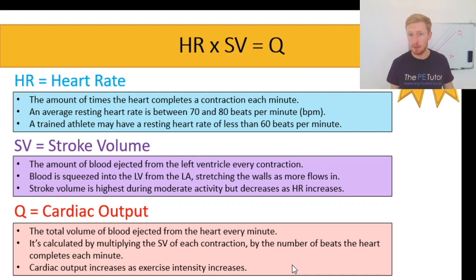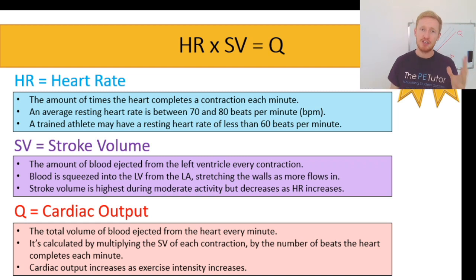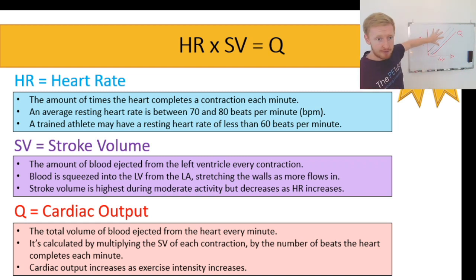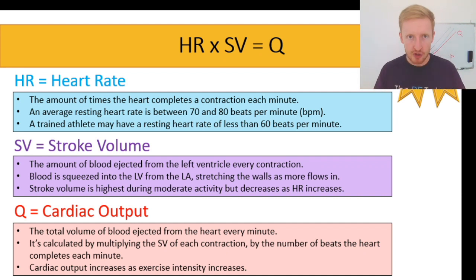And what is the cardiac output? Probably should have said that first. Cardiac output is the total volume of blood ejected from the heart each minute. So applied to that graph, if exercise is getting harder and harder, then we need more and more oxygen and more removal of CO2. Well, we want more blood to arrive at that working muscle. Therefore, we want more blood to be ejected from the heart each minute. And cardiac output is the result of the relationship between heart rate, the frequency of cycles, and stroke volume, the amount ejected per cycle.